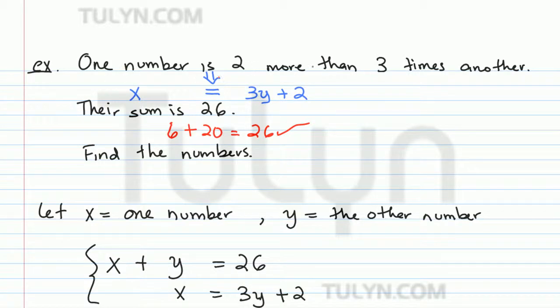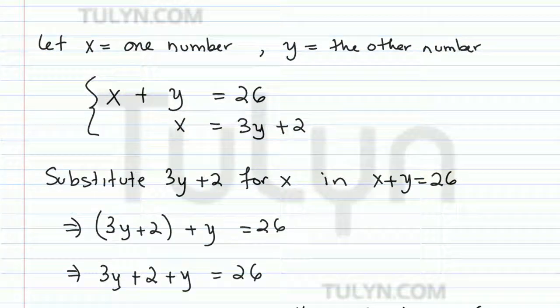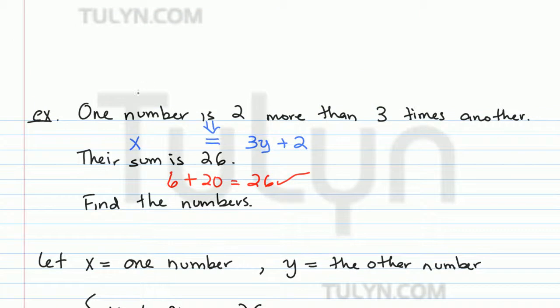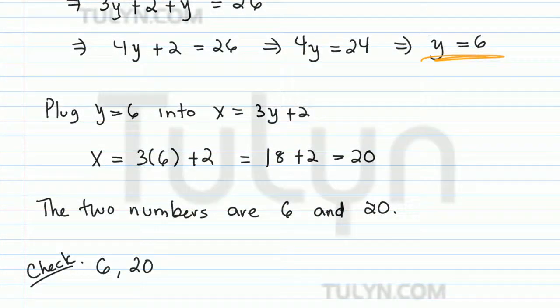One number is 2 more than 3 times another. So one number, what was our one number? It was x, which was 6, right? No, x was 20. So we want to check if 20 is 2 more than 3 times the other number. So 3 times 6 plus 2. And as it turns out, 3 times 6 is 18 plus 2 is 20. So this one checks out as well, which means that we did the problem correct and that this is our final solution. The two numbers are 6 and 20.